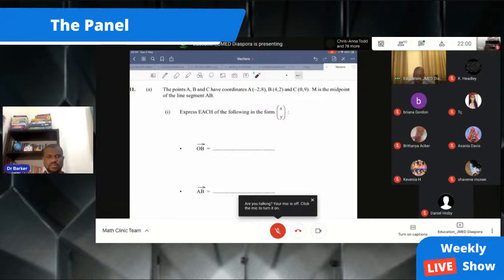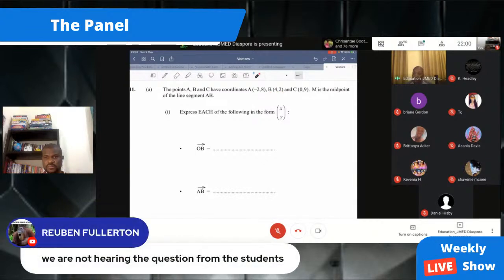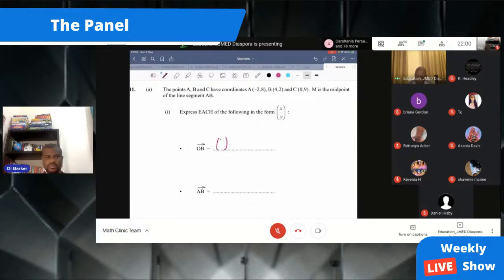Now, OB is, we've got B being 4, 2. So OB, when expressed in vector form, would be 4, 2. Because remember, the x ordinate is written first, or at the top of that column vector, followed by the y ordinate, which is at the lower section. Okay? Then we are asked to find AB.